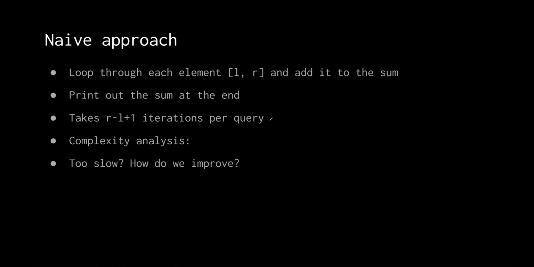So first of all, how many numbers does it iterate through? It adds r minus l plus 1 numbers. Why? Because let's say we're going from 2 to 5. We need to add indexes 2, 3, 4, 5, which gives us 5 minus 2 plus 1 equals 4. So we need to add 4 numbers.